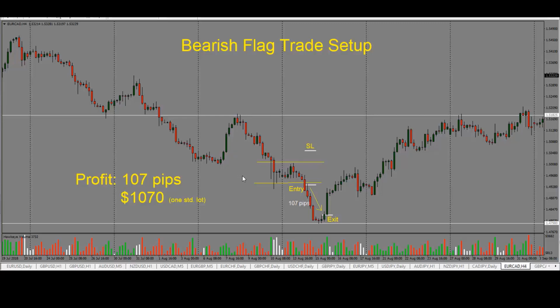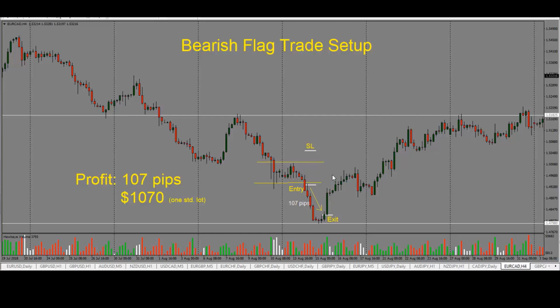Now we cannot go back, but what we can do is look to the future and see what kind of opportunities we may get. What we see here is price drops and then starts to consolidate sideways, and it's holding below this previous support resistance level. This sideways consolidation gives us a clue that price could drop from here. This is called our bearish flag pattern. This sideways move looks like a flag, and this drop is our pole. And now we're looking for price to continue to the downside.